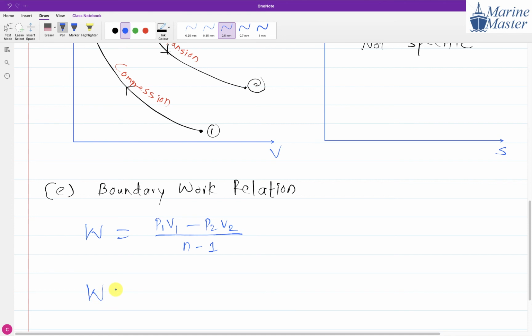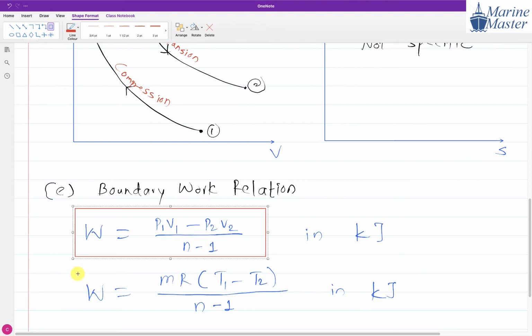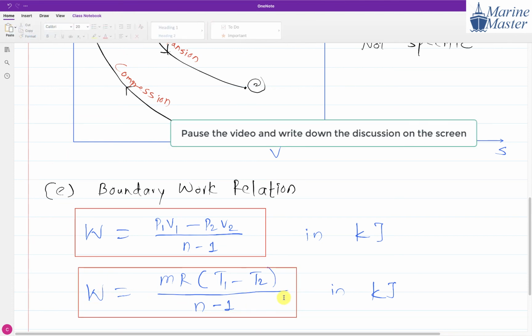Then another relation of W will be m R T1 minus T2 divided by n minus 1, instead of gamma minus 1. And the unit of work done will be in kilojoules, not joules. A joule is a smaller unit, so the term will be very big. Instead of that, we generally prefer kilojoule.